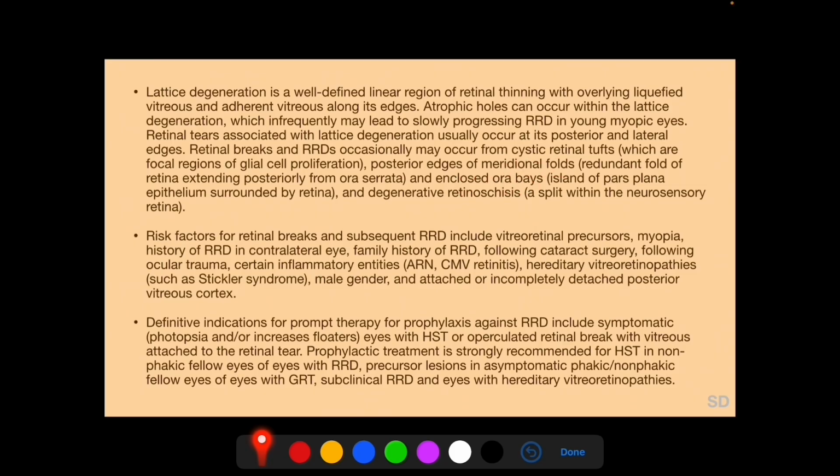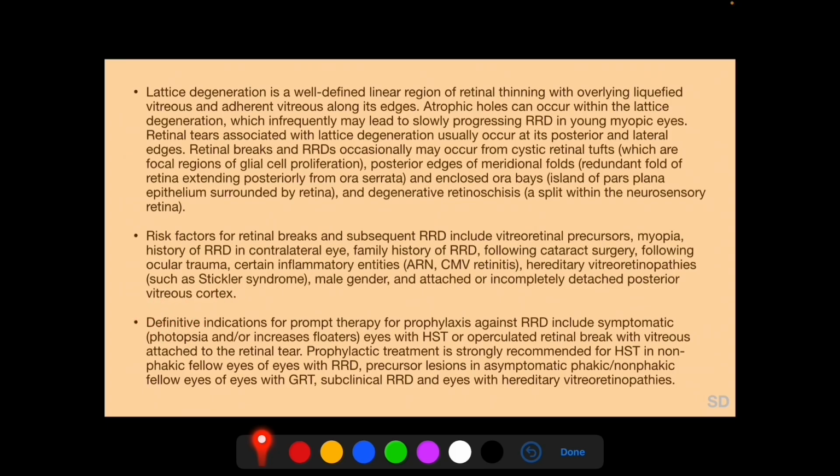Risk factors for retinal breaks and subsequent RRD include vitreoretinal precursors, myopia, history of RRD in the contralateral eye, family history of RRD, following cataract surgery, following ocular trauma, certain inflammatory entities such as acute retinal necrosis and cytomegalovirus retinitis, hereditary vitreoretinopathy such as Stickler syndrome, male gender, and attached or incompletely detached posterior vitreous cortex.